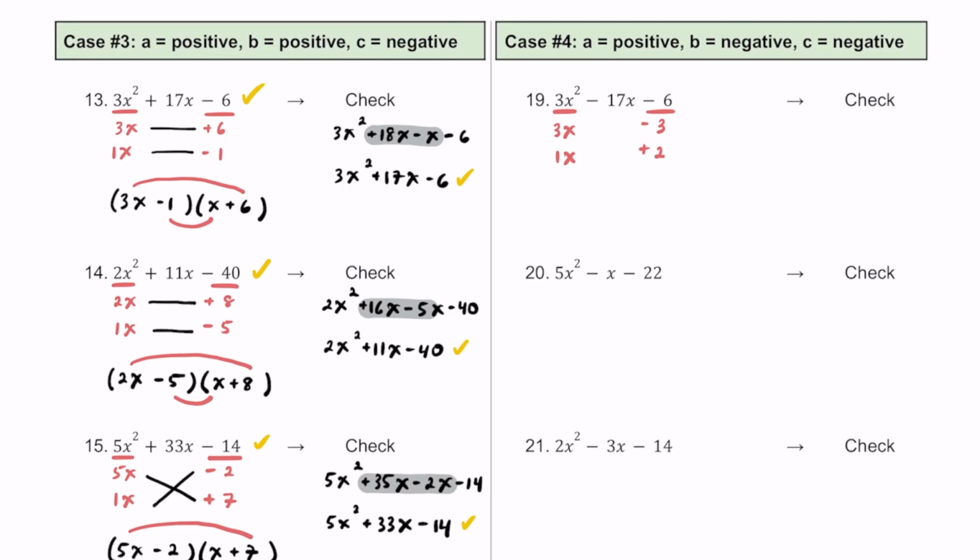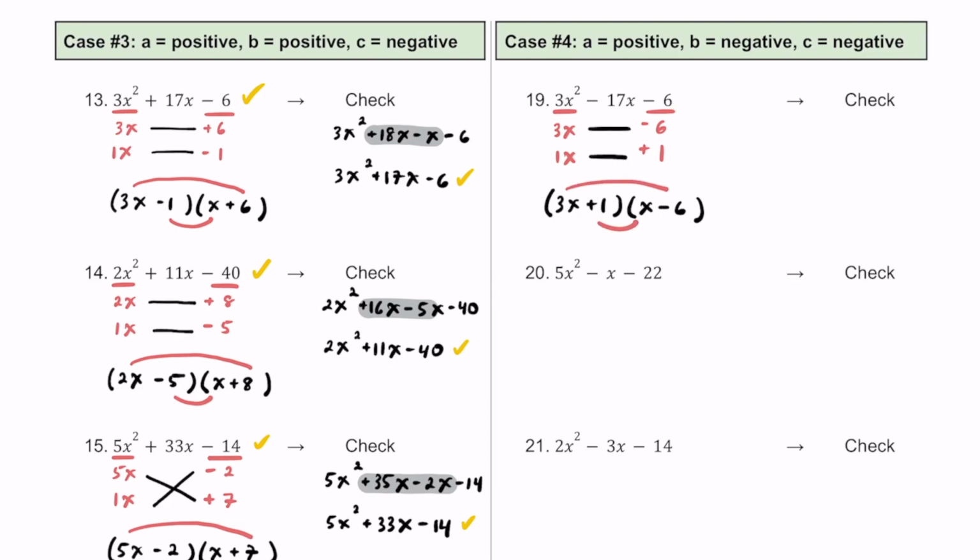The 3x and 1x have to stay the same, but this 3 and 2 can change to a 6 and a 1. Going across here, we have negative 18 plus 1, which is negative 17. So we found our pairs. So let's go ahead and write our binomials. We know 3x is going to start this one, and then 1x is going to start the next one. 3x is paired with a minus 6, and the 1x is paired with a positive 1. So let's go ahead and check. These are outers, these are inners.